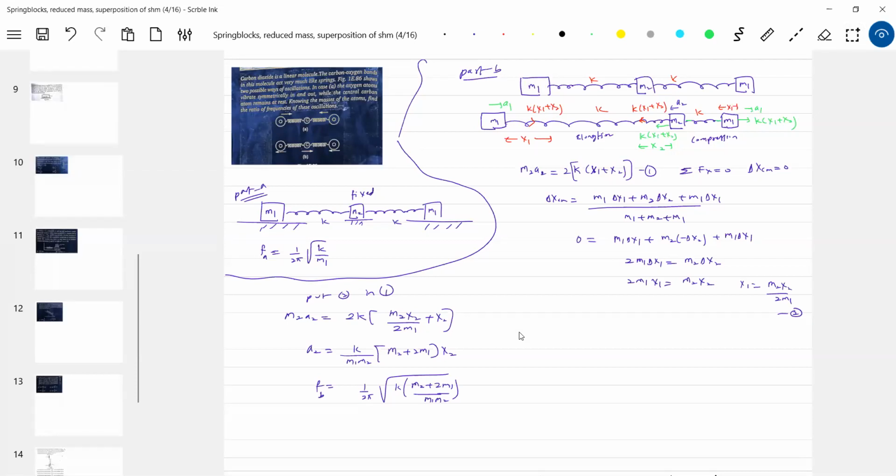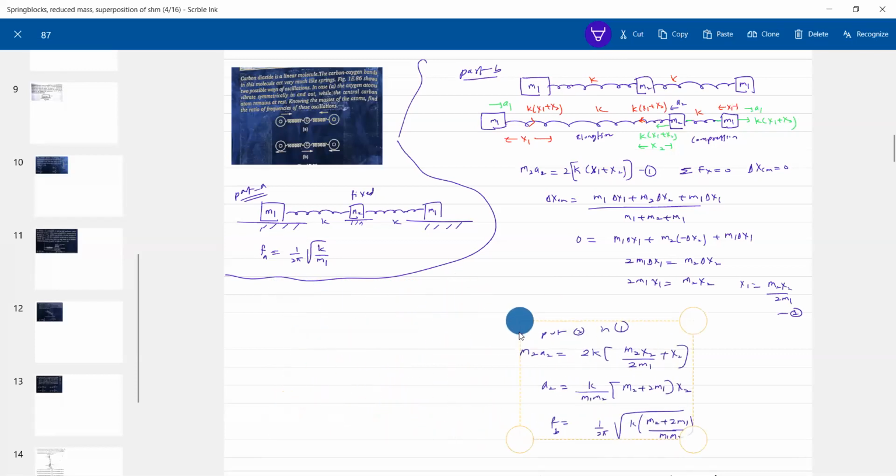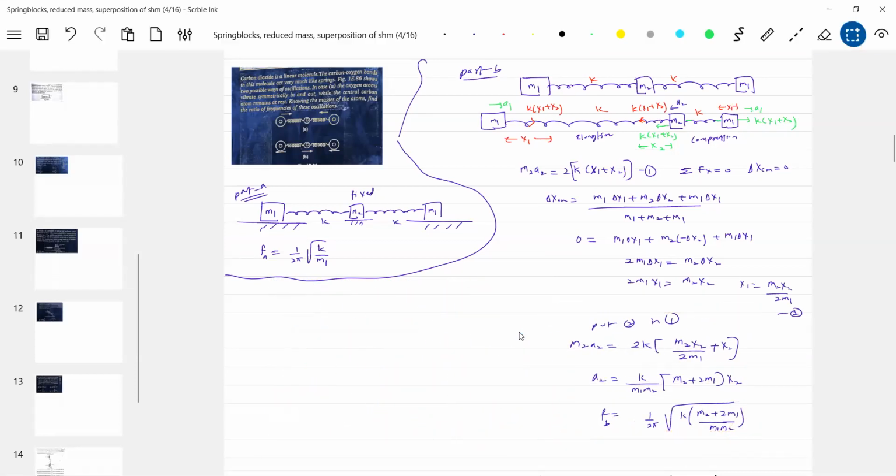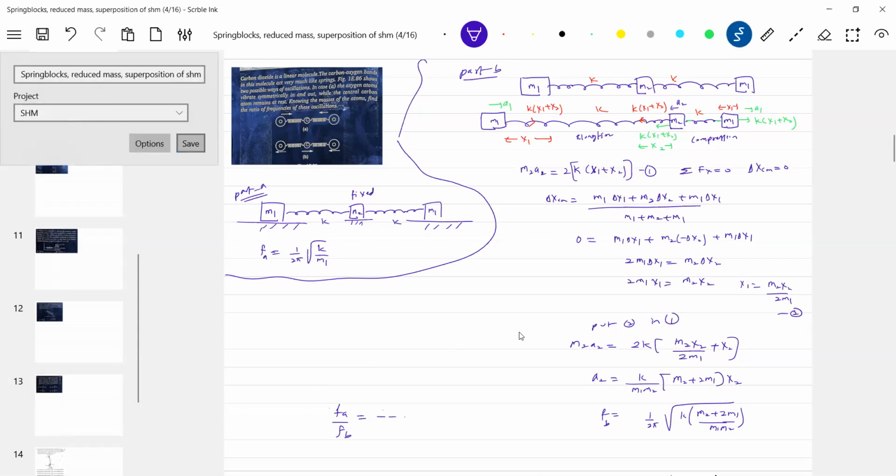Okay, I think we have space here. It's asking the ratio fA by fB. Then you solve it further, this one. I'll scroll down. We take the next question.